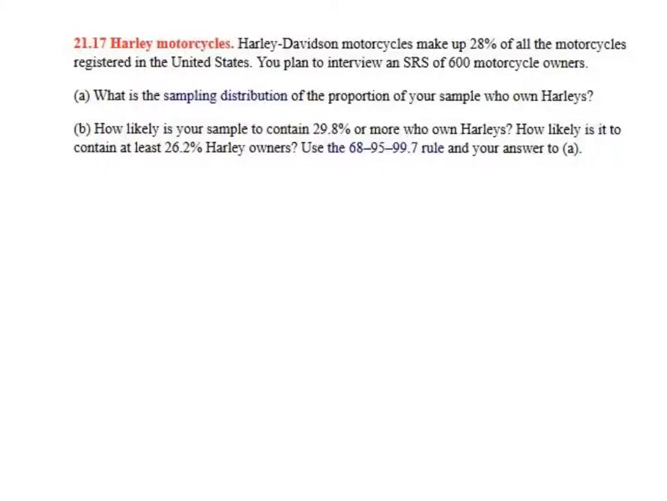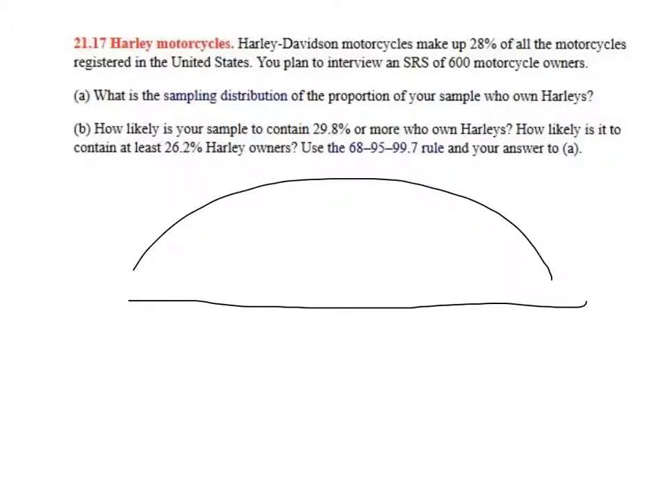I'm recording this trying to help people understand p-values a little bit better. So this is the problem from back in chapter 21, and they're telling us that 28% of the motorcycles on the road or registered are Harley-Davidsons. And we want to come up with a sampling distribution for this.